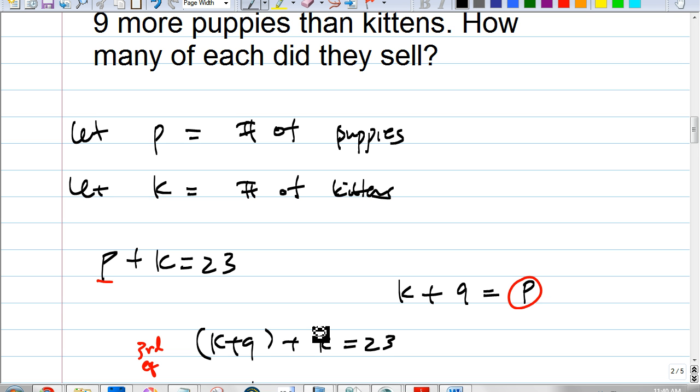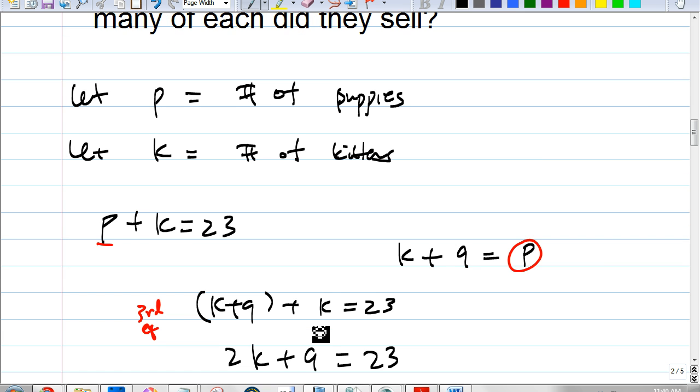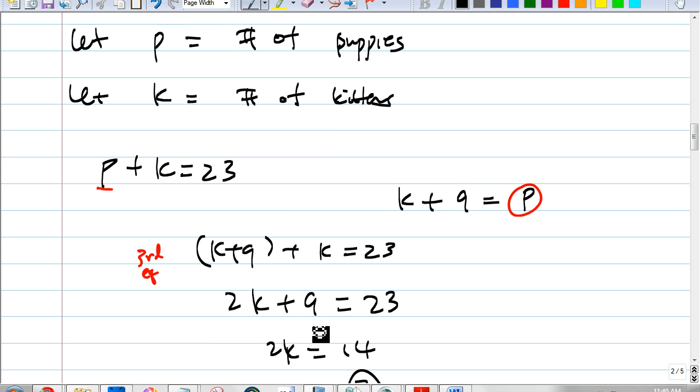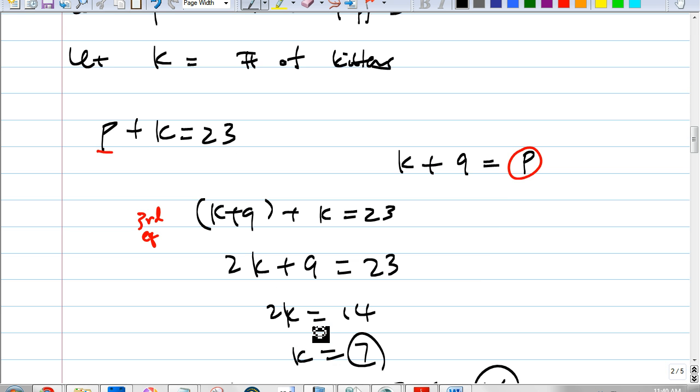Okay, so who knows what we get here? What's K? Okay, 1 person. Anita, what'd you get? 7. What'd you get, Peko? Oh, you all got 7? Yeah. So I got 2K plus 9 equals 23. Subtract 9 and then divide it by 2, you get 7. Very good. So that means what? How many kittens were sold? 7 and 16 puppies, right. How do you know that there were 16? Because 7 plus 9. 7 plus 9 is 16?